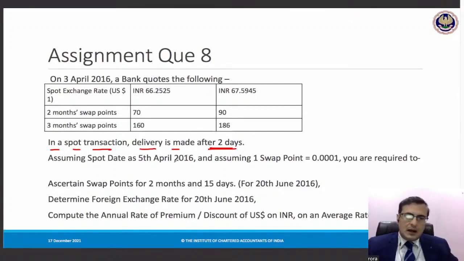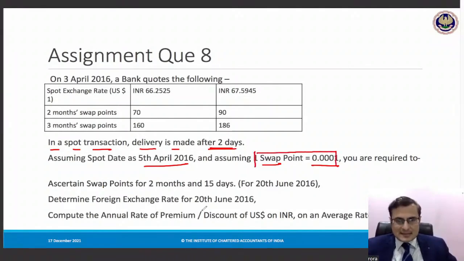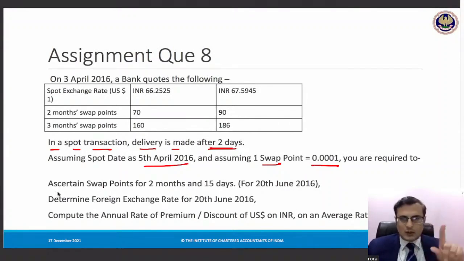Assuming spot date as 5th April 2016, assuming one swap point as 0.0001. This is what we assumed in the last question as well. And if in the exam this is not given, please learn this. This is given although, but just in case it is not given, you have to learn that. You are required to, I think 2 requirements are there. Number 1, ascertain swap points for 2 months and 15 days.